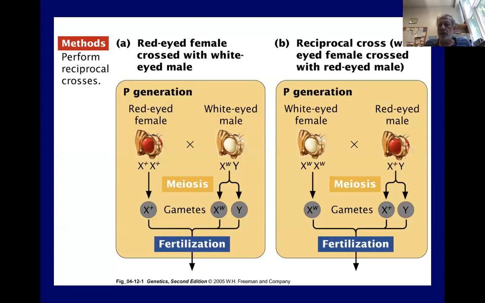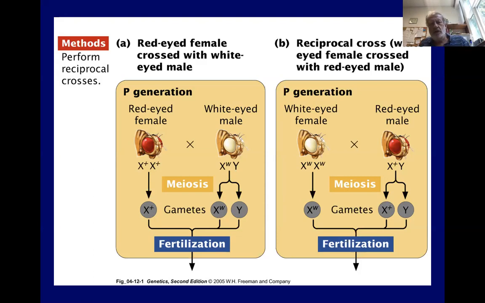So here are two reciprocal crosses for an X-linked recessive trait, white eyes in fruit flies. Red eyes are the wild type, and now our alleles are superscripts on the X chromosome. X plus is wild type, plus always means wild type, and plus is always dominant. Wild type is always dominant. X^w is for white eyes, and that's recessive.